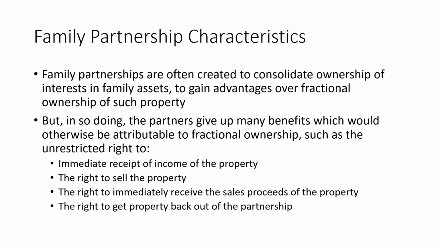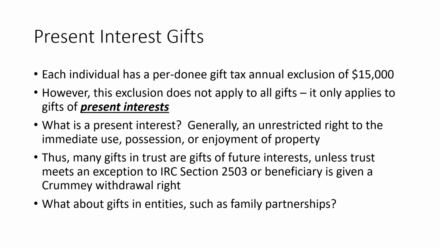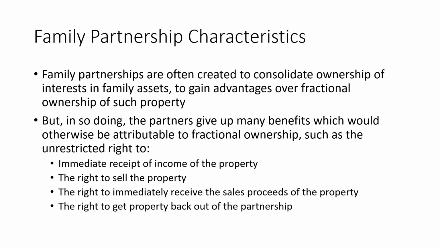In particular, they're giving up the unrestricted right to the immediate receipt of the income of the property, the unrestricted right to sell the property, the unrestricted right to immediately receive the sales proceeds of the property, and the unrestricted right to get the property back out of the partnership itself. Now, three of these are really rights that are attributable to the property itself, and the fourth is a problem that's inherent in the partnership arrangement typically. I mention unrestricted right because, recall, the unrestricted right is a core component of the present interest.